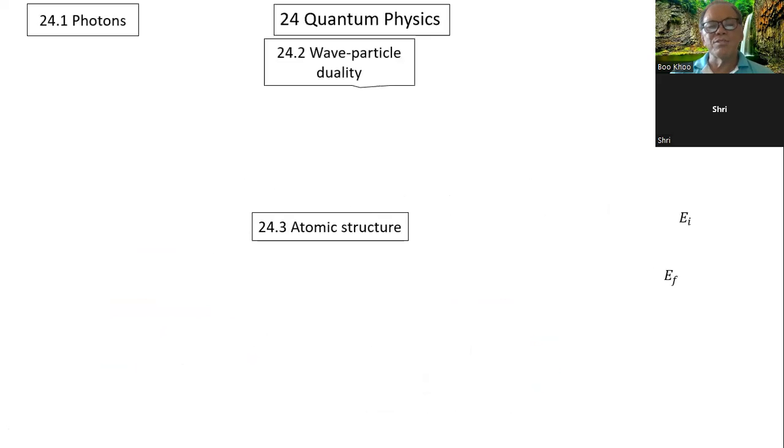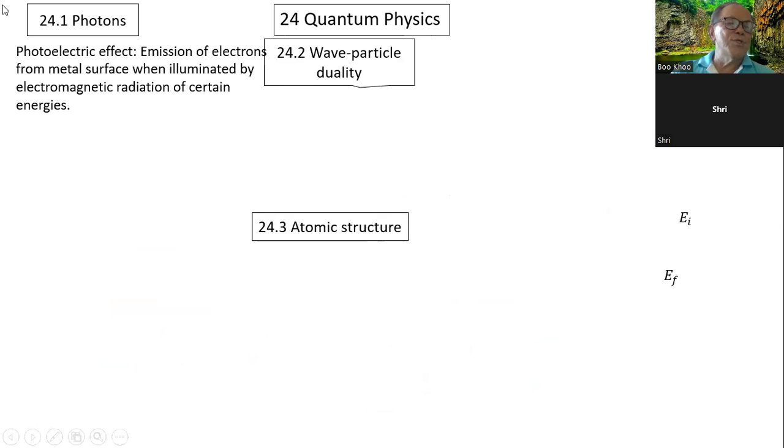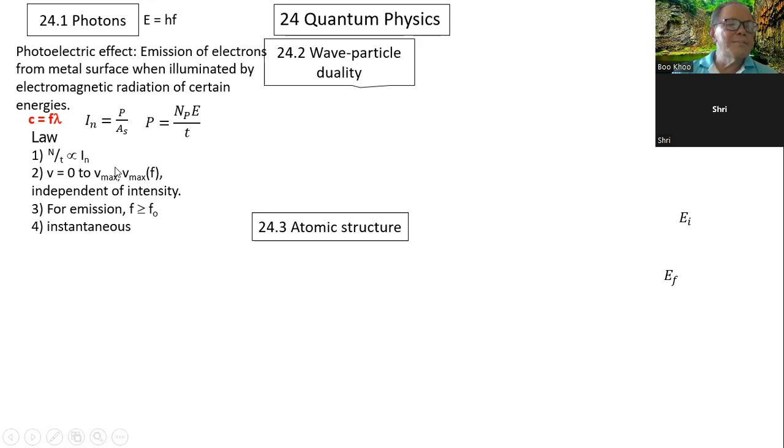Okay, let's go to what are the things you need to remember. Under photon, you need to remember what is the photoelectric effect. You need to know this formula and what H and F stand for. This is the energy of the photon. And speed of light is frequency times wavelength. Intensity is power divided by cross-sectional area, normal to the surface. And the power is just your number of photons per second times your energy of photon.